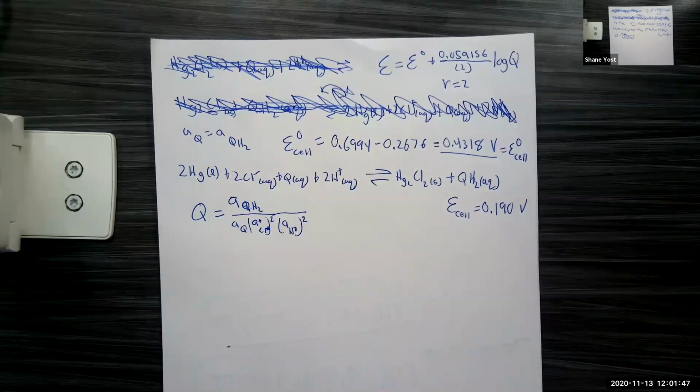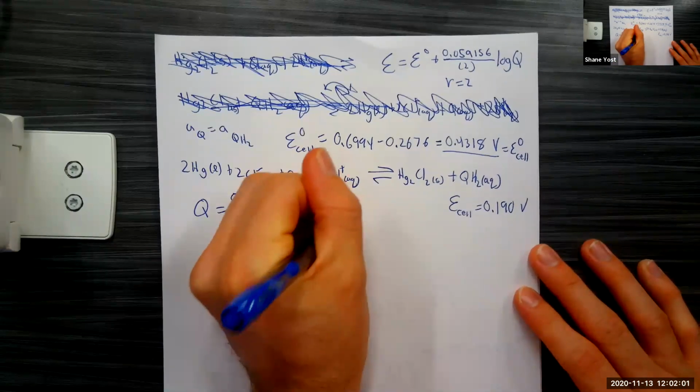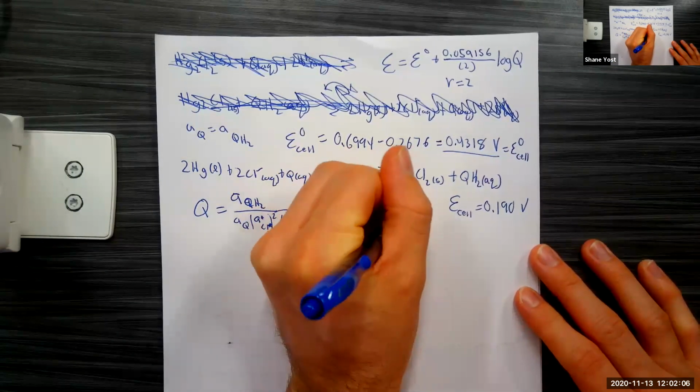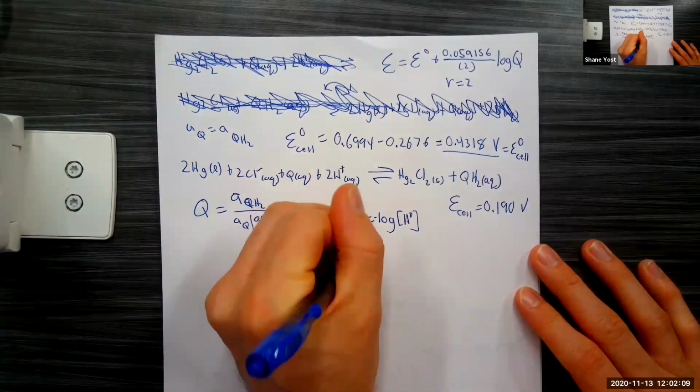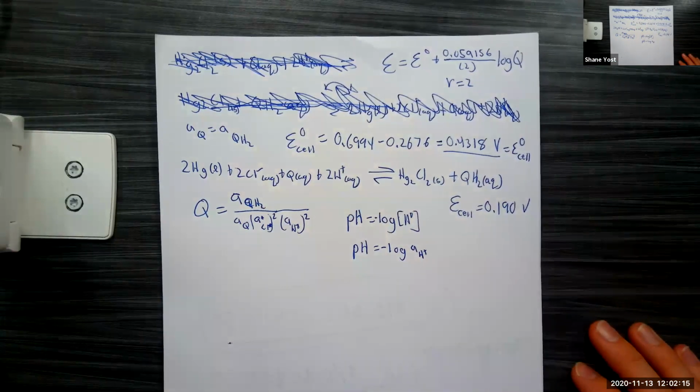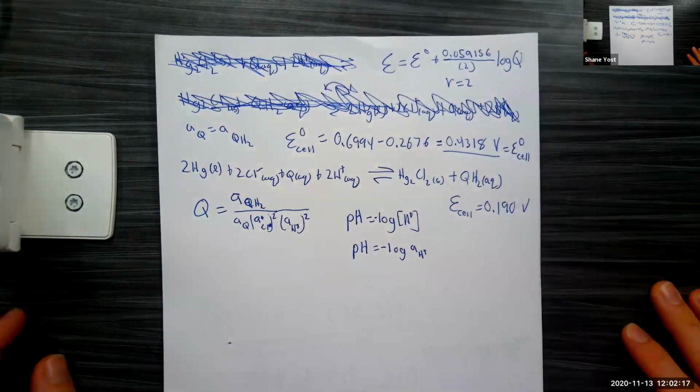So questions about what I have written here so far? Right, so what am I trying to find in the problem? What's being asked for? I want to know the pH, which is the negative log of the concentration of H plus. Or if you're using activities, you'd say the pH is equal to negative log of the activity of H plus, the effective concentration. So that's what we're looking for.